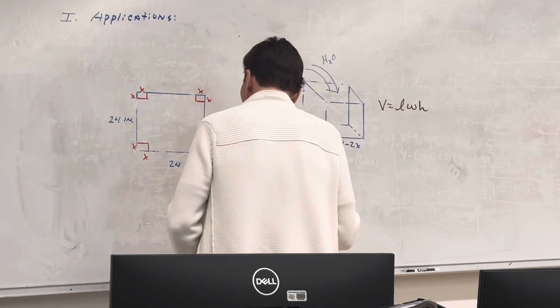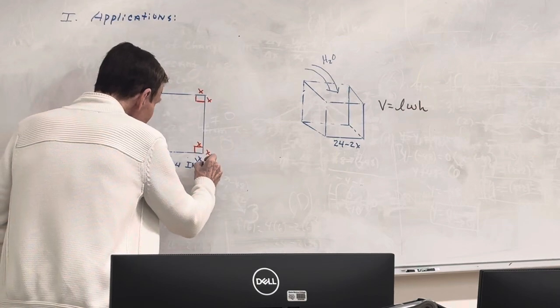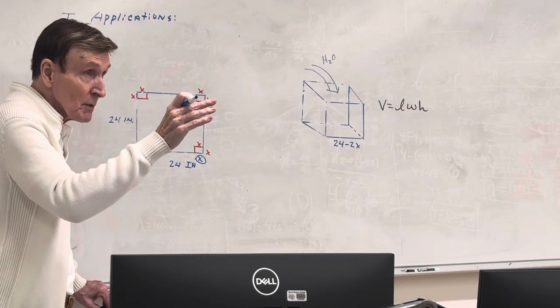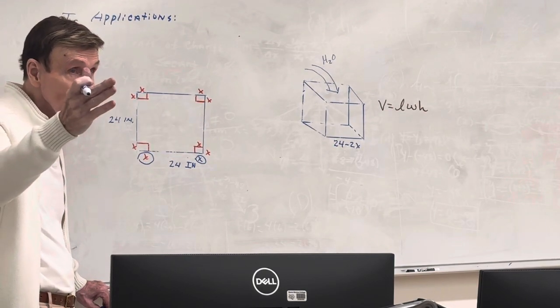Why 2x? Because you cut an x out here on that corner, and you cut another x out, understood to be there, on that side. Is that true? So the original was 24, but each corner you cut out an x. So 24 subtract 2x, beautiful.